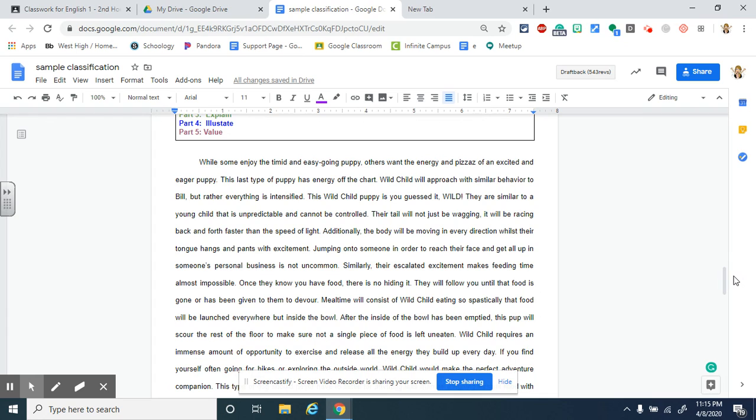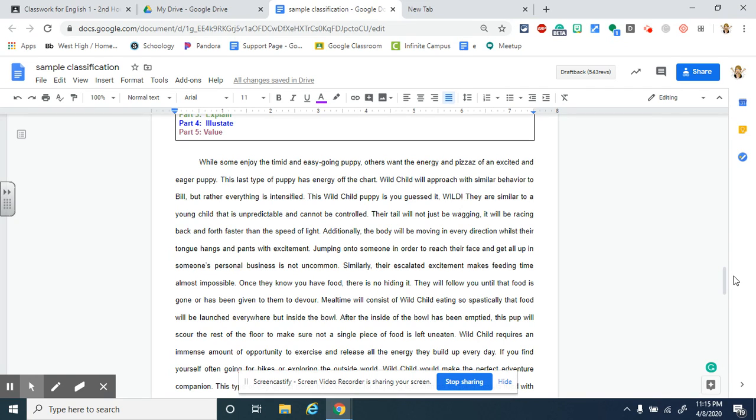While some enjoy the timid and easygoing puppy, others want the energy and pizzazz of an excited and eager puppy. This last type of puppy has an energy off the chart. Wild Child will approach with similar behavior to Bill, but rather everything is intensified. This Wild Child puppy is, you guessed it, wild. They are similar to a young child that is unpredictable and cannot be controlled.